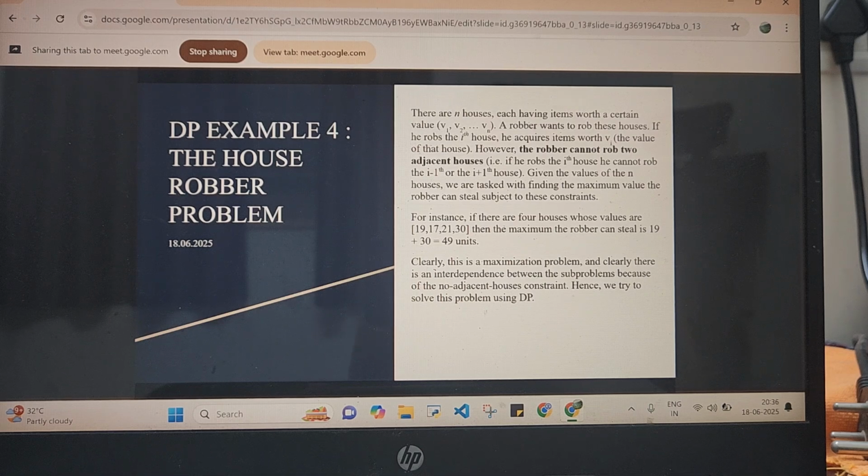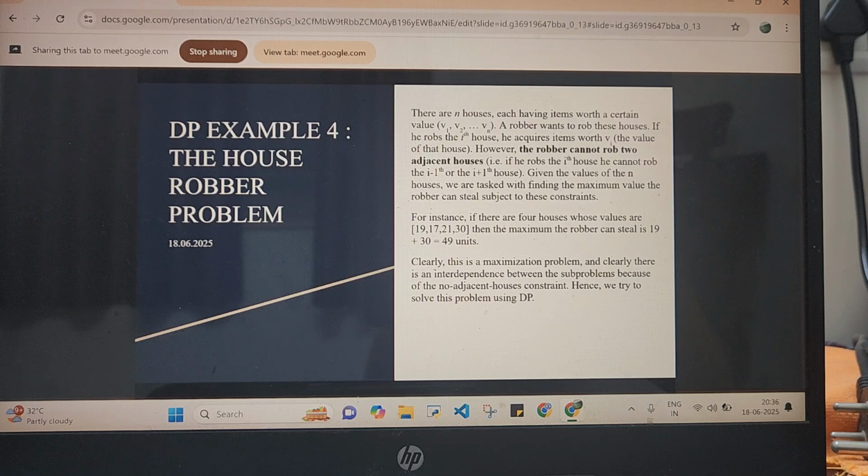Okay, so the last DP example we're going to look at is something called the house robber problem. This is comparatively very simple compared to the other examples we saw so far. So the problem statement is you have n houses, each has a specific value, so v1, v2 up to vn.